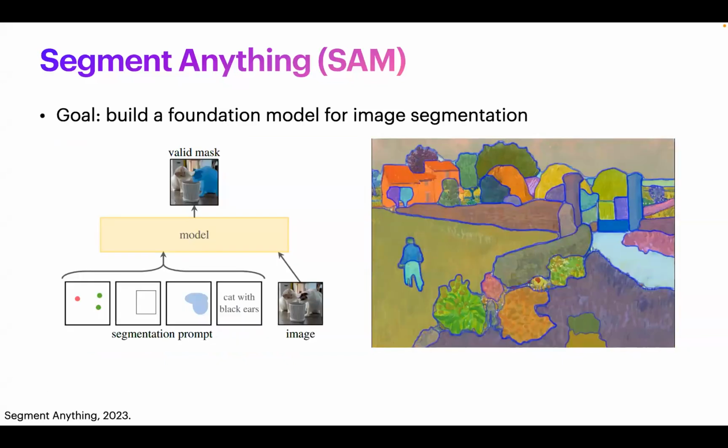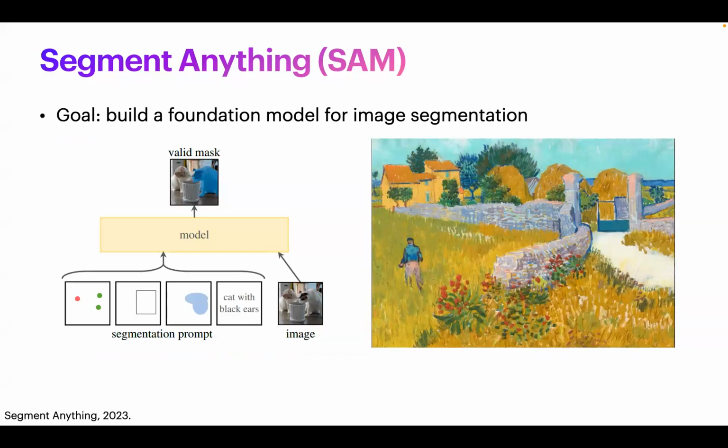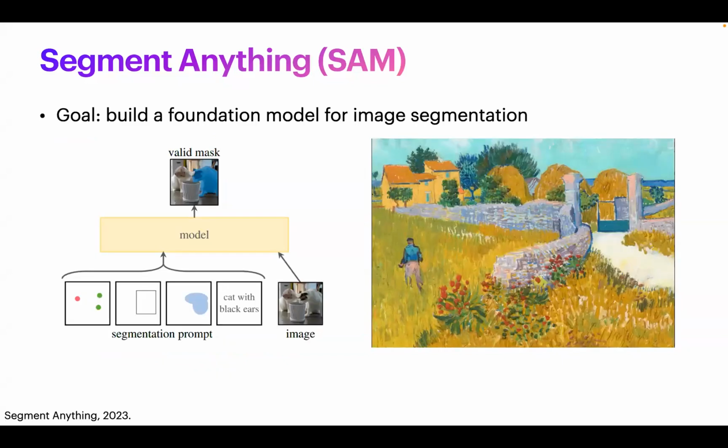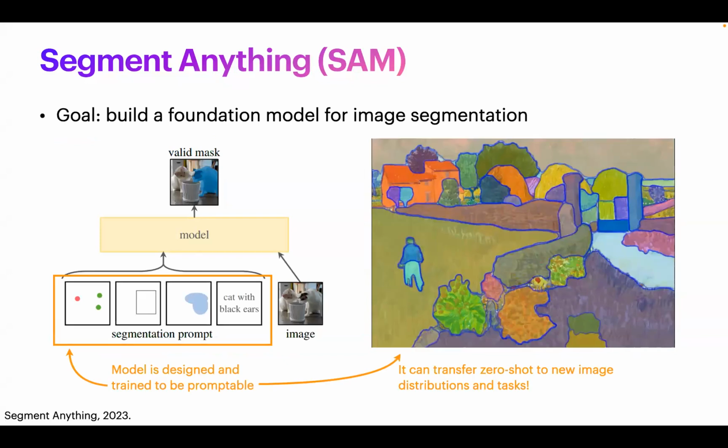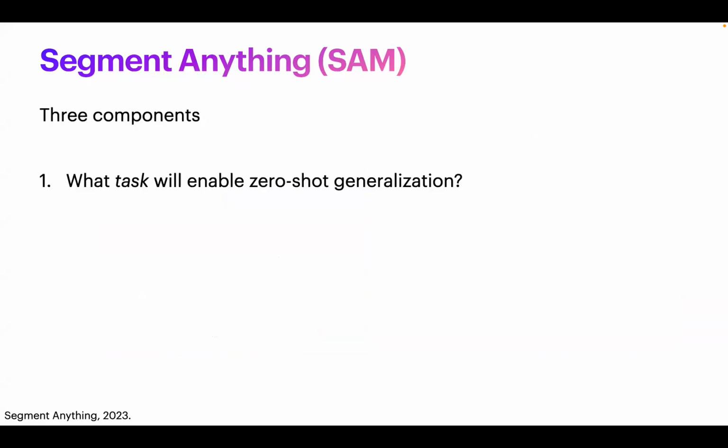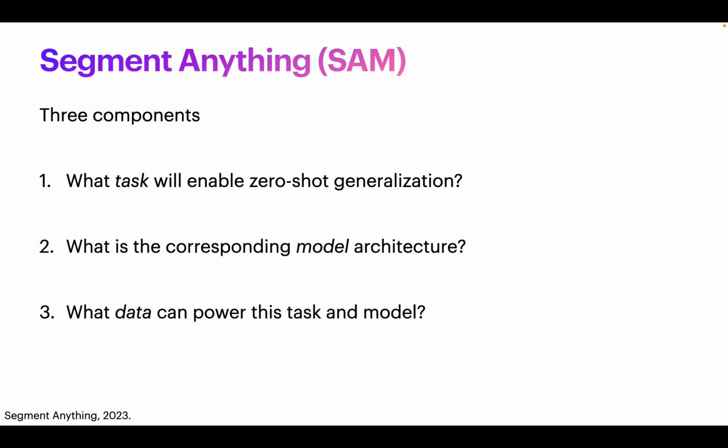And how they do that is to design the model to be promptable so that you can transfer zero shot to new image distributions. So to design this model, there are three components. First is what task will enable zero shot generalization. Second, what is the model architecture? And then third, what data can power this task and model?